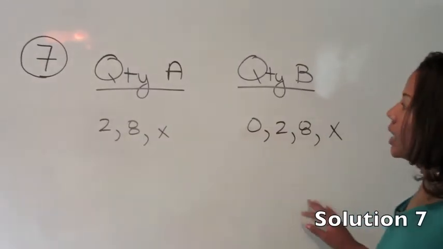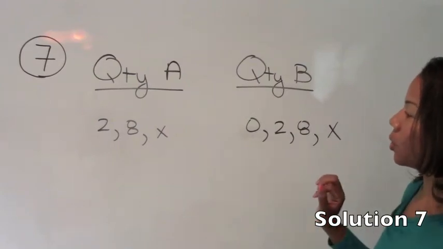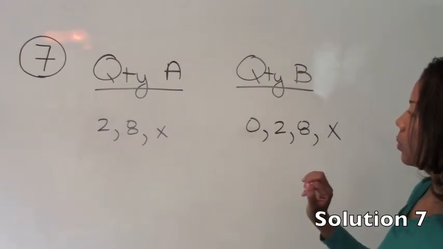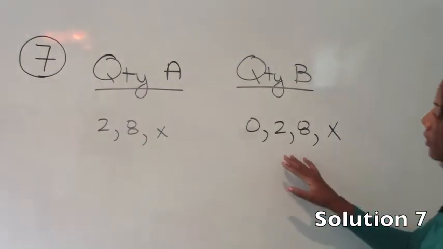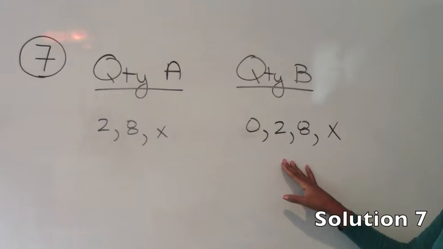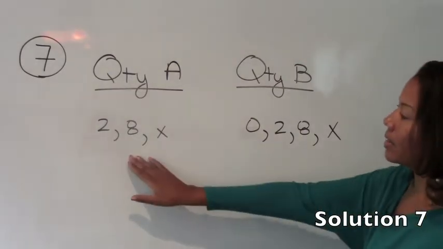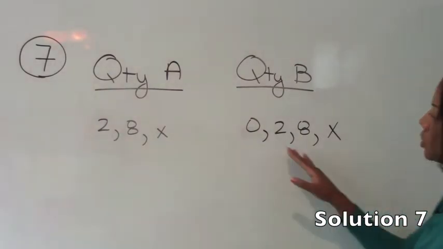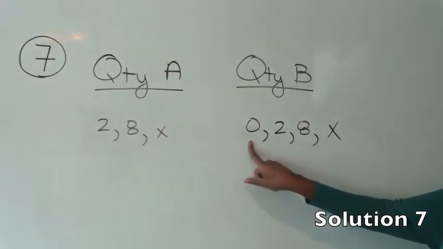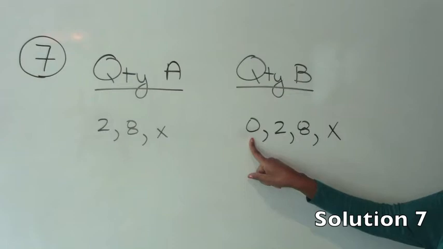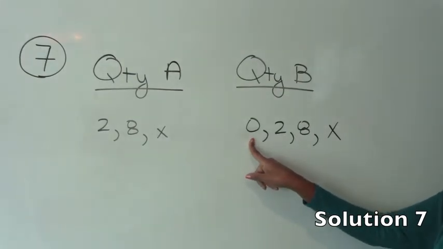Number 7. Number 7 is a quantitative comparison question, and we're asked to find which is greater, the mean of column A or the mean of column B. So you might notice right off the bat that the sums of the two columns are actually equal, because although this one has an extra number, the extra number is 0. So that does come into play in this question.